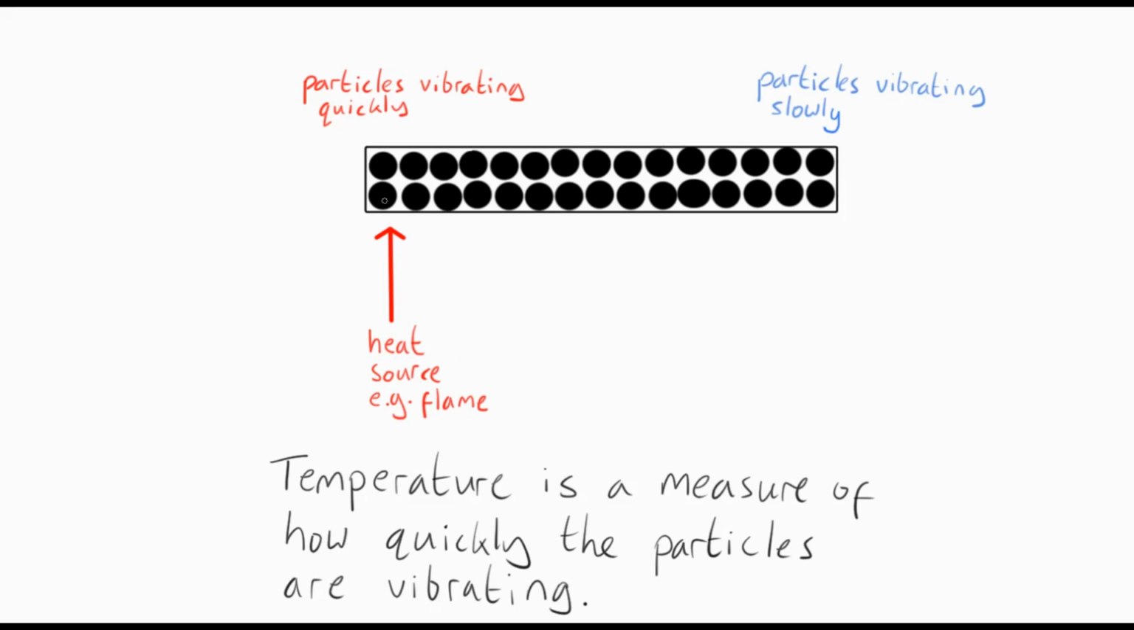This end gets very, very hot very quickly. The particles here are vibrating very, very quickly. This end is not hot yet, it's at a lower temperature, so the particles are vibrating slowly. The point is, we've got a temperature difference between this end and this end. We have a high temperature here, we have a lower temperature over here, which means that heat energy will flow from this side to this side.